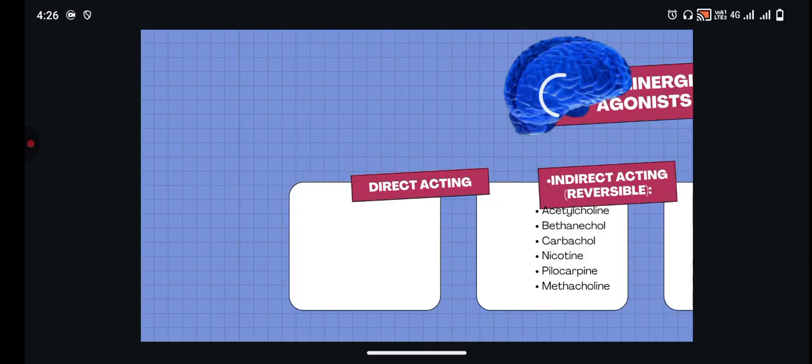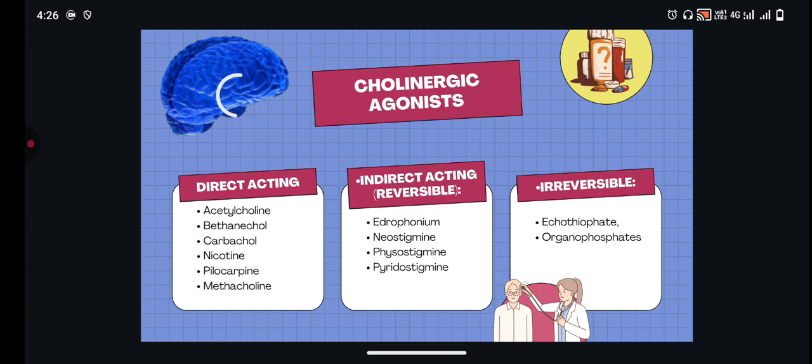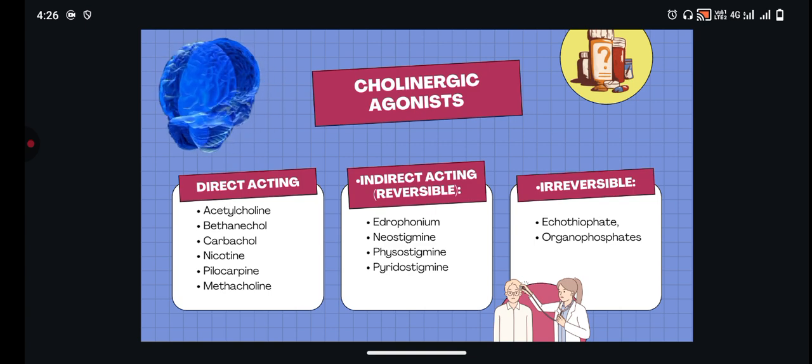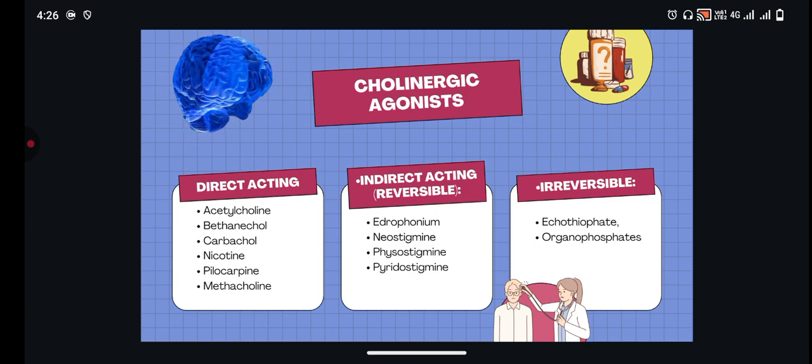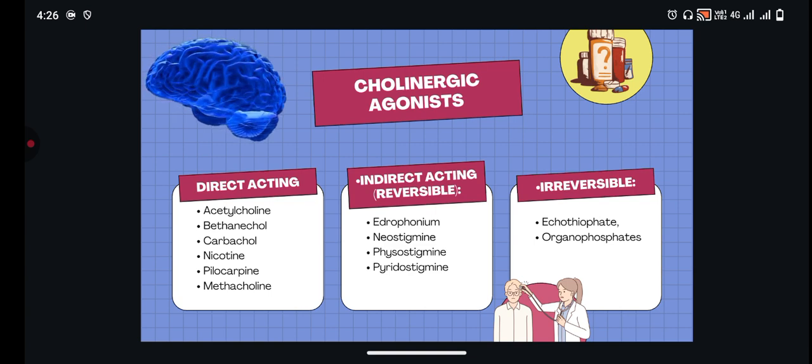After that, we have cholinergic agonists, where there are direct acting cholinergic agonists which include acetylcholine, bethanechol, carbachol, nicotine, pilocarpine, methacholine, while indirect acting have two categories. Number one is reversible and number two is irreversible. Reversible includes edrophonium, neostigmine, physostigmine, pyridostigmine, while in case of irreversible, we have ecothiophate and organophosphates.